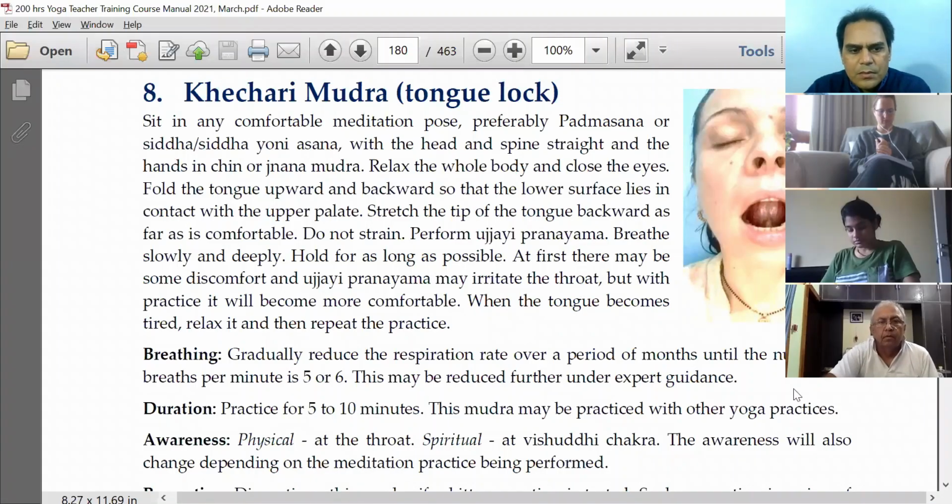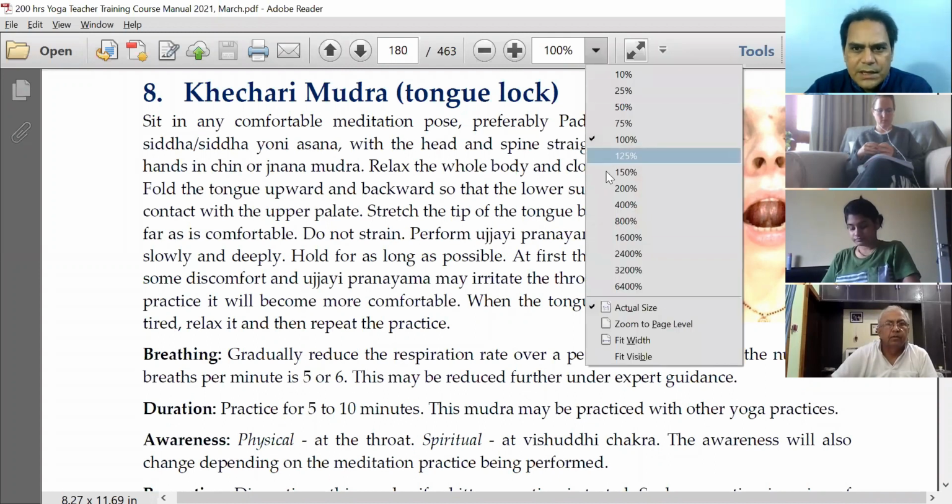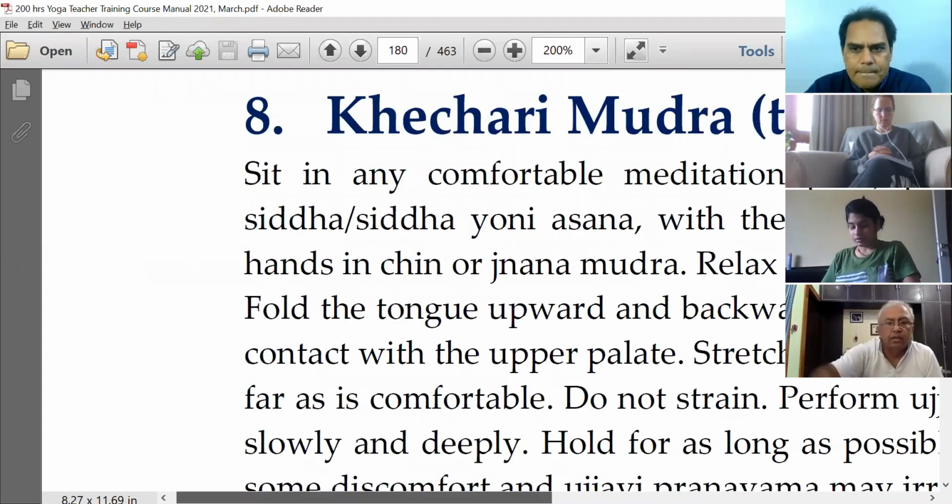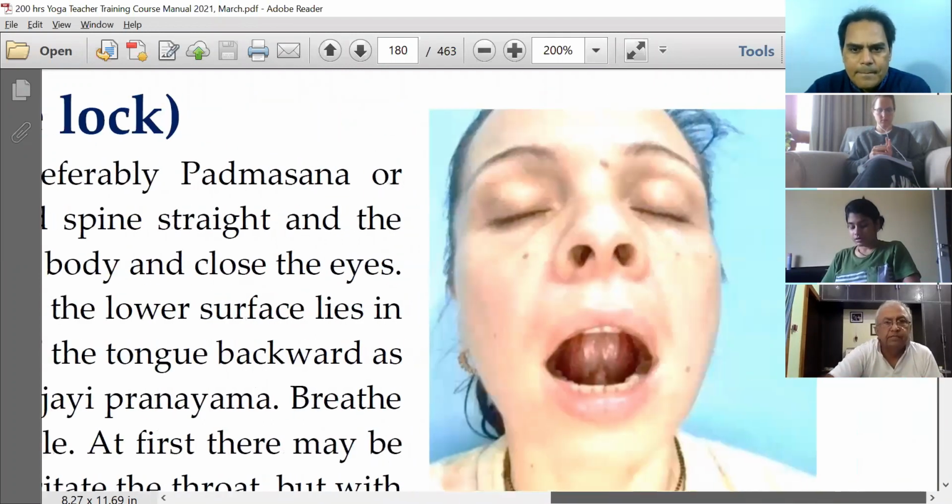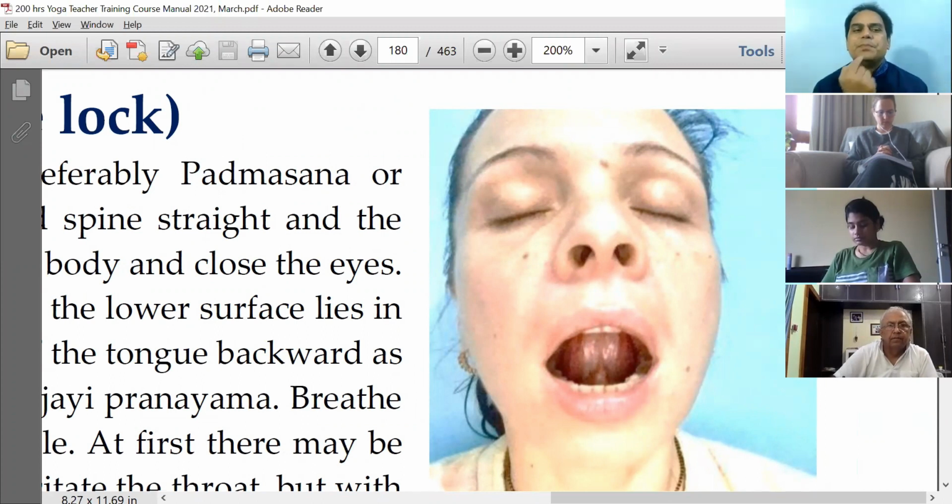Eighth is Khechri Mudra, tongue lock. Can you see the screen? Yes, please. So the tongue is kept like this. The tongue is turned upward, and its tip is turned upward and touching this.